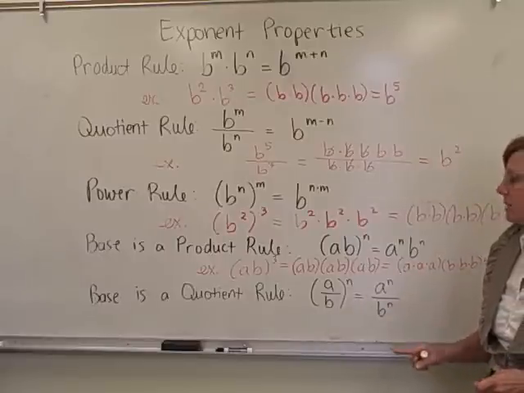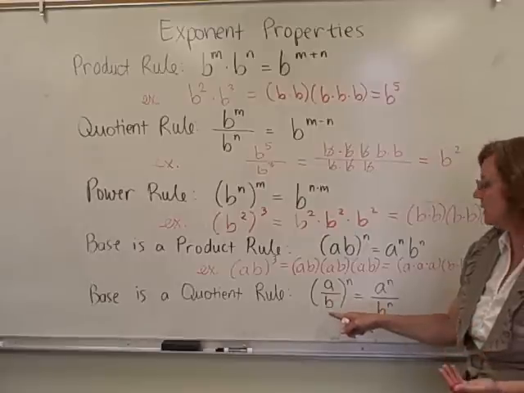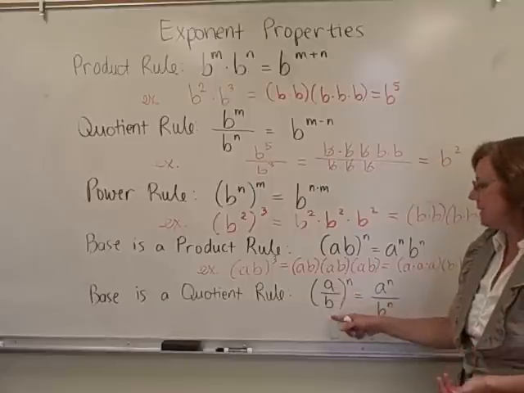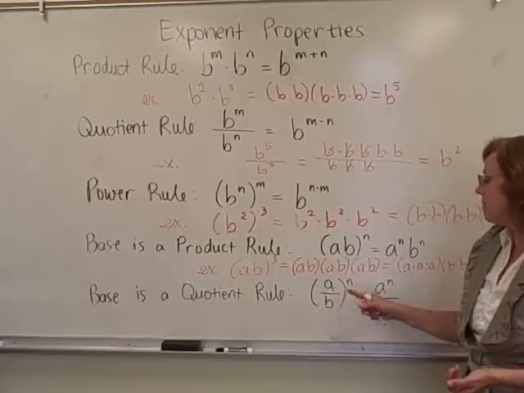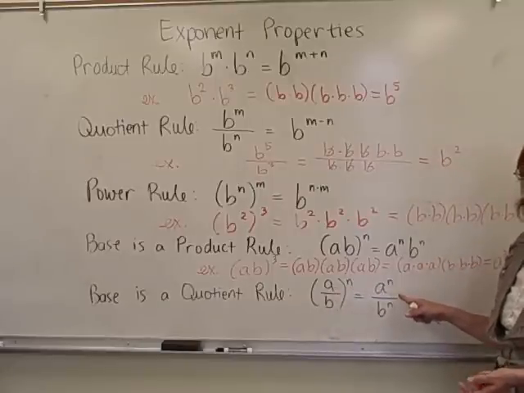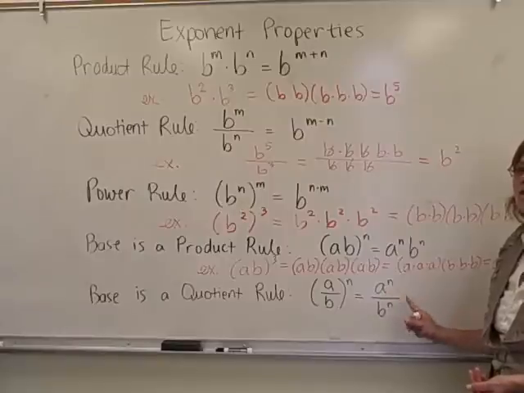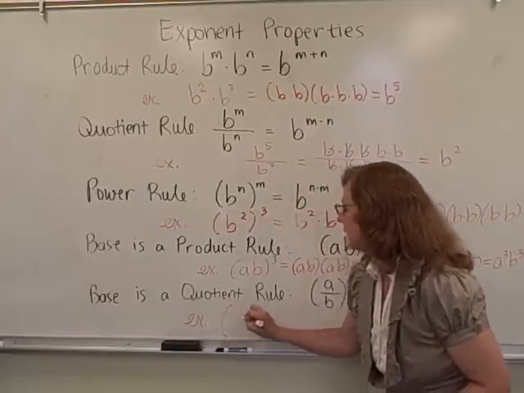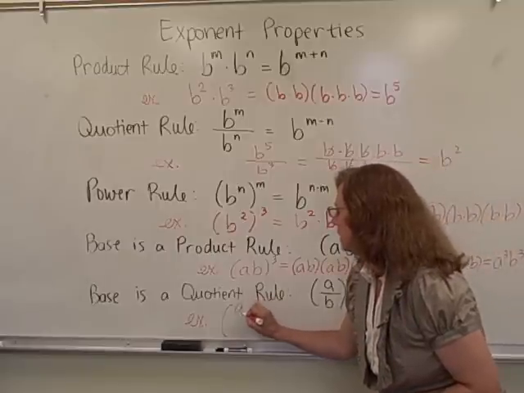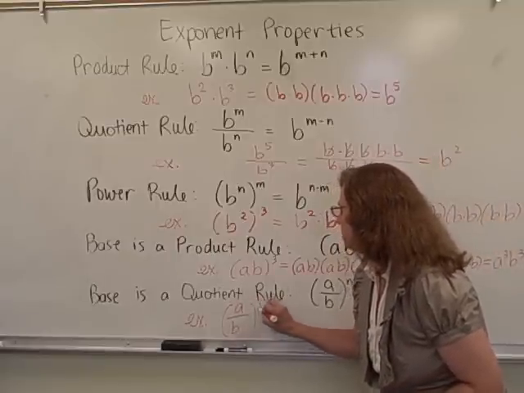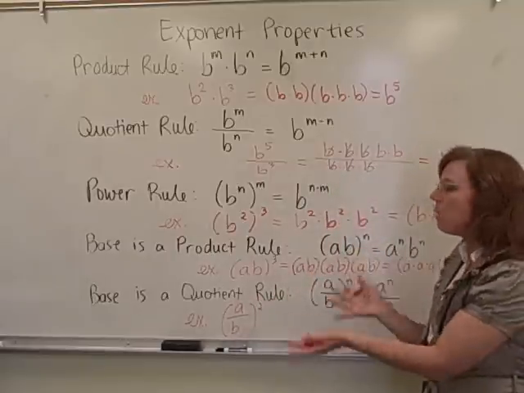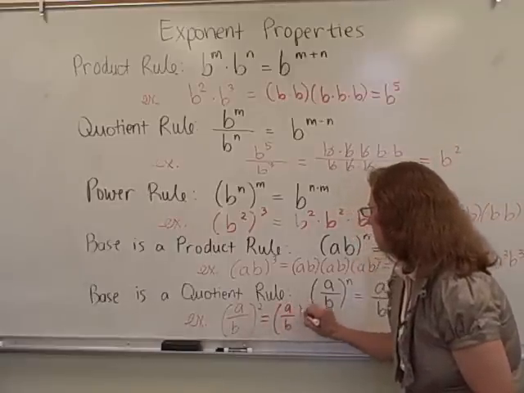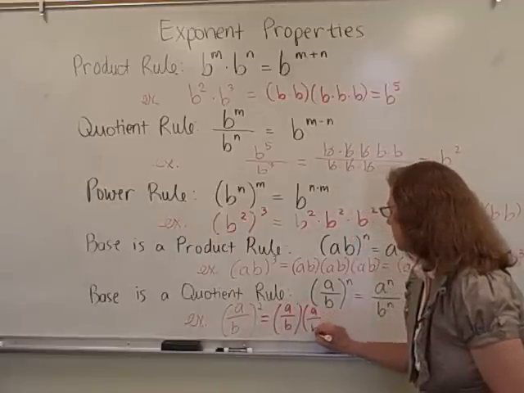Okay, the last one is when your base is a quotient, when your base involves division. If your base has a fraction in it, like a over b, and it's raised to the nth power, then the rule says that you apply the exponent to both numerator and denominator. Again, if we try a really easy small number for our exponent, let's say we have a over b squared. Well, that whole thing is your base. So a over b is being squared, it's being multiplied with itself.